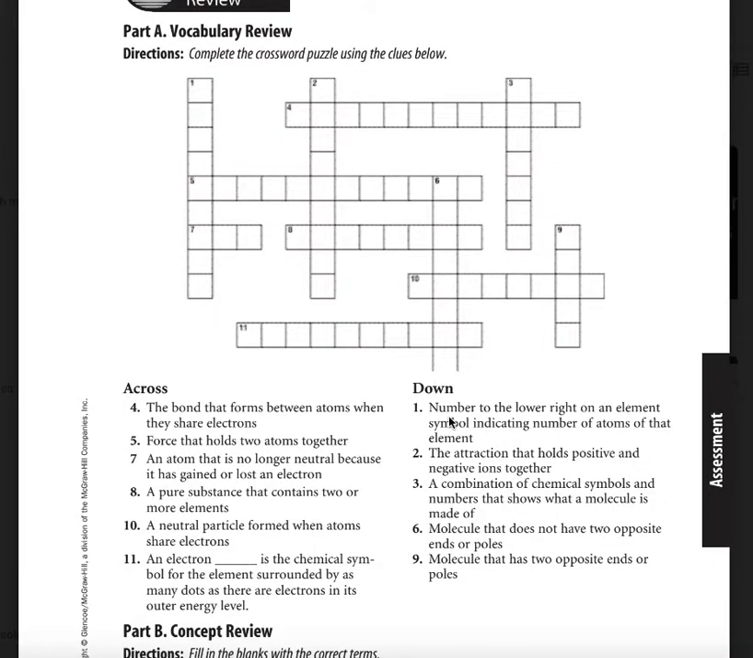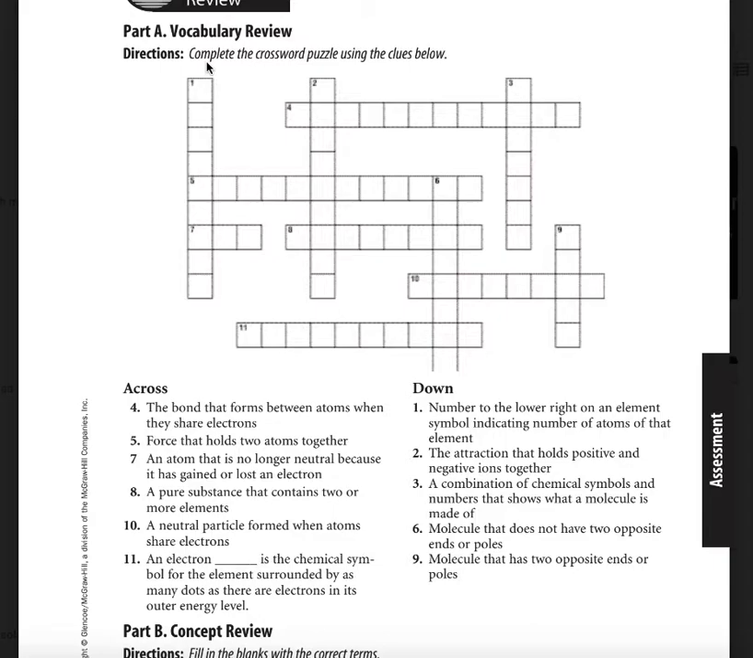Down number 1 says, number to the lower right on an element symbol indicating number of atoms of that element. Number 1 down is located right here. So you've got 1, 2, 3, 4, 5, 6, 7, 8, 9 letters. That's going to be called a subscript. If we spell it correctly, it should fit correctly in those blanks.